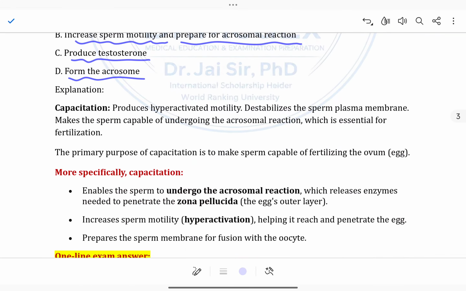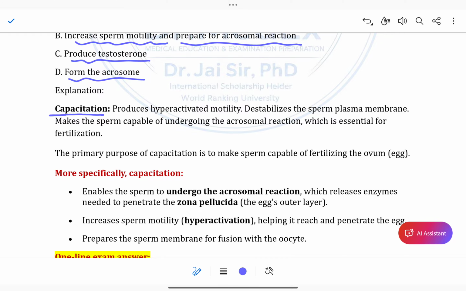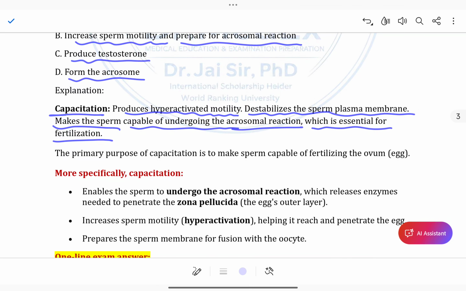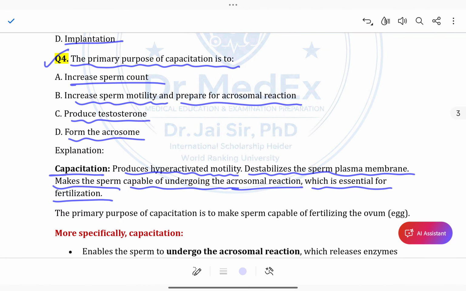Okay, come to the explanation first of all. Capacitation produces hyperactivated motility, destabilizes the sperm plasma membrane, and makes the sperm capable of undergoing the acrosomal reaction, which is essential for fertilization. So we found our answer. Answer B: increase the sperm motility and prepare for the acrosomal reaction.